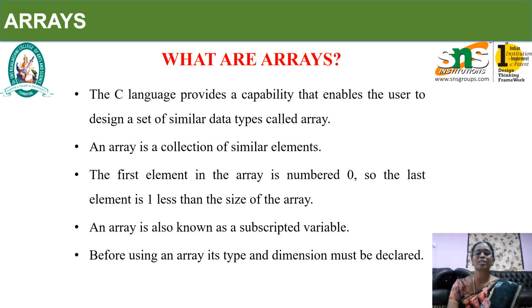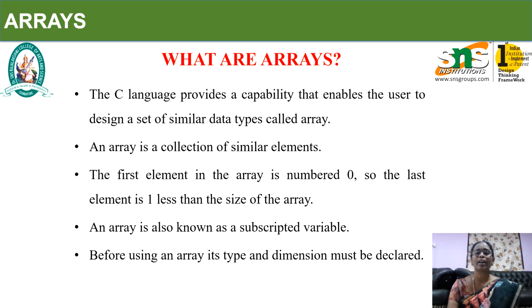Today we are going to discuss arrays. What are arrays? The C language provides a capability that enables the user to design a set of similar data types called an array. An array is a collection of homogeneous elements which are stored in a continuous memory location starting from the index 0. The first element in the array is numbered 0, so the last element is 1 less than the size of the array.